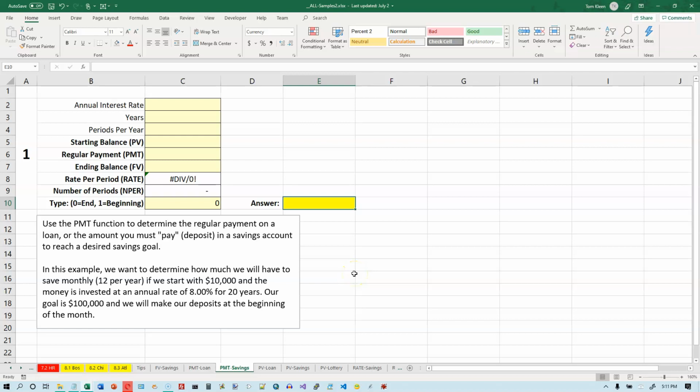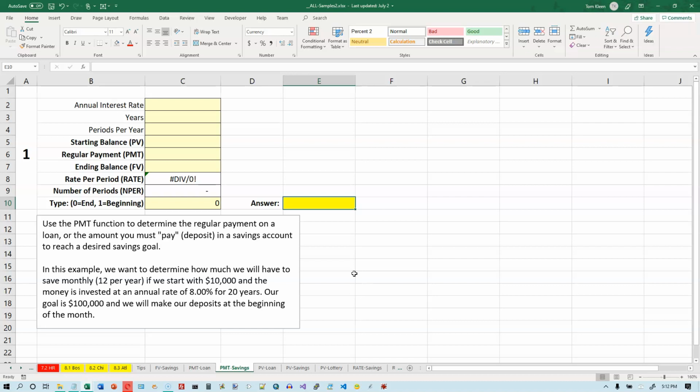In this video, we're going to take a look at the payment function. Payment function is used for two different types of problems in Excel. One is to find the payment amount on a loan. The other one, which is what we're going to be doing in this example, is figuring out how much you have to save on a regular basis, usually monthly, to reach a particular savings goal.